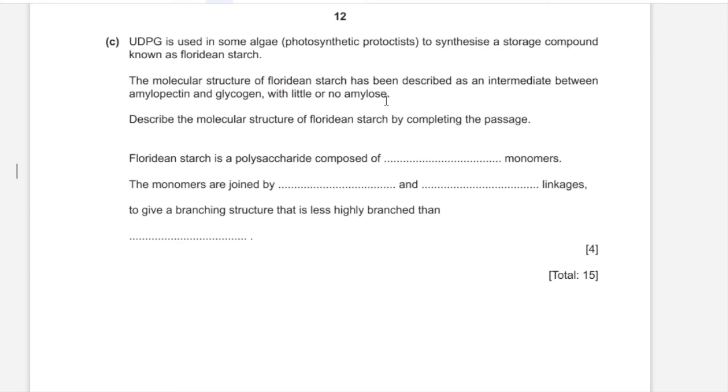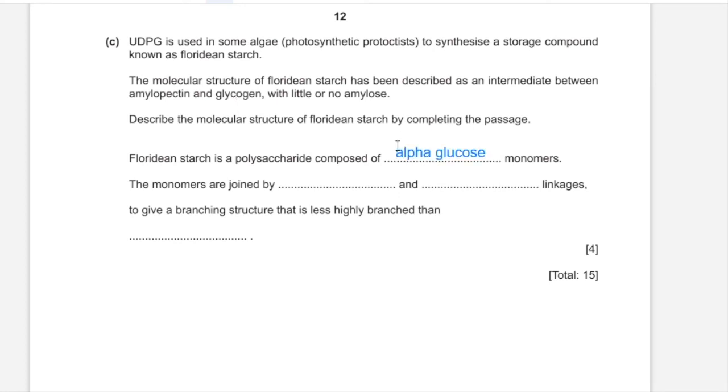Describe the molecular structure of floridean starch by completing the passage. So the structure would be similar to the structures which you already know in our syllabus, and so you'd be able to complete these sentences. Floridean starch is a polysaccharide composed of dash monomers. So this monomer would be the same as that in amylopectin and glycogen, which is an alpha glucose molecule.